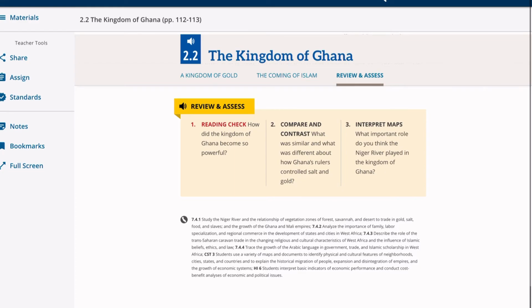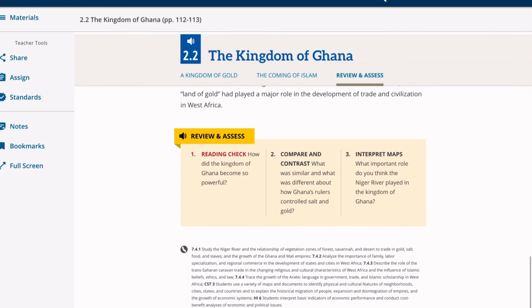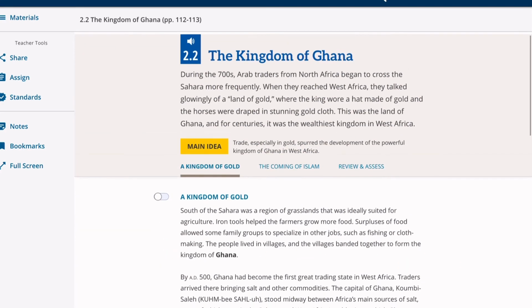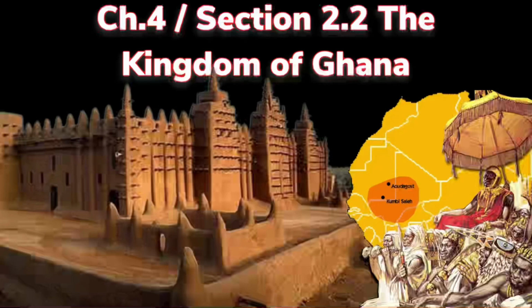And number three, what important role do you think the Niger played in the Kingdom of Ghana? The answer is it was a natural barrier to Ghana's south and a mode of transportation and trade to the other regions, which is basically the main advantage of living next to a body of water, specifically a river. Okay, so that's our lesson for today, Chapter 4, Section 2.2, the Kingdom of Ghana.